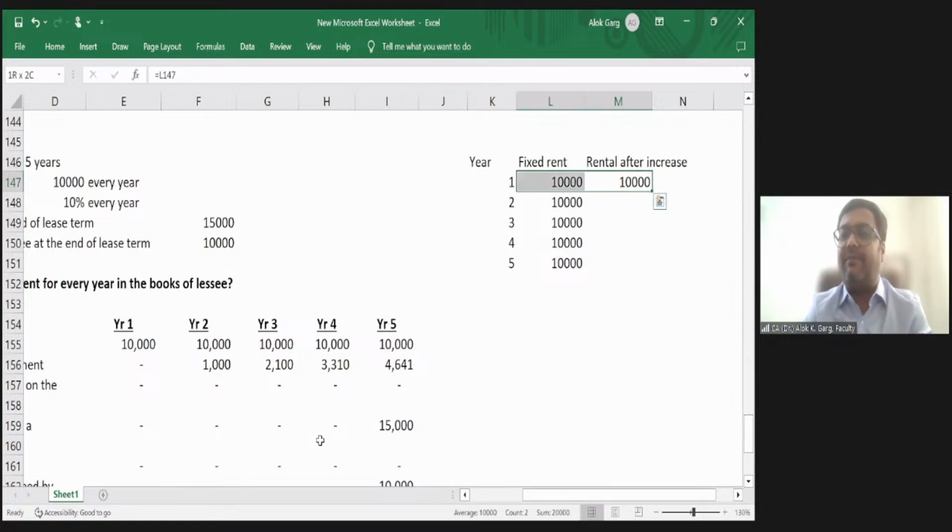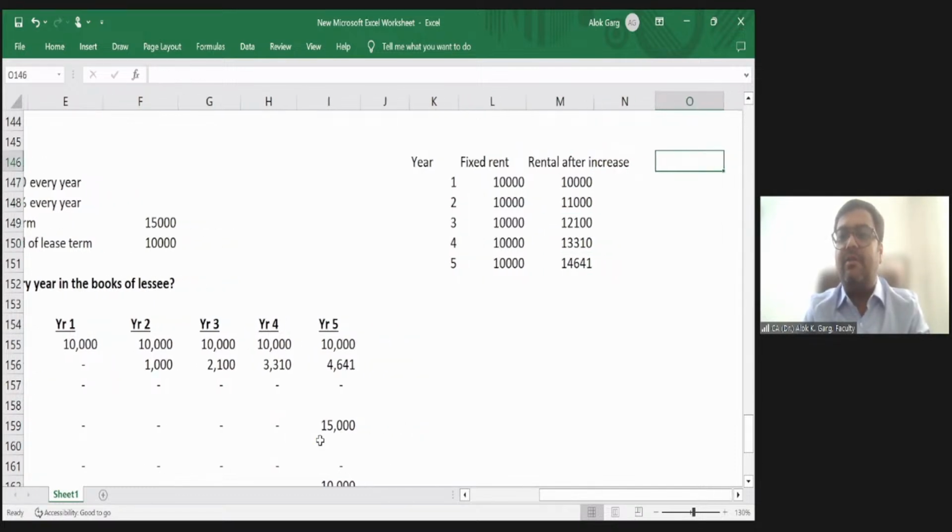In the first year it is 10,000 only. What will the rental be after the first year, which means in the second year? It will be increased by 10%, right? 10,000 multiplied by 110%. Can I say this is 110% of the last rental? It becomes 11,000. In the third year, again the same formula, it becomes 12,100. In the fourth year, it becomes 13,310. In the fifth year, it becomes 14,641.